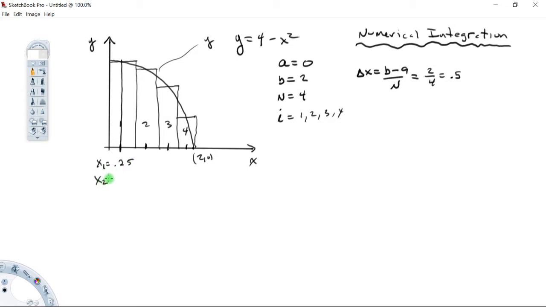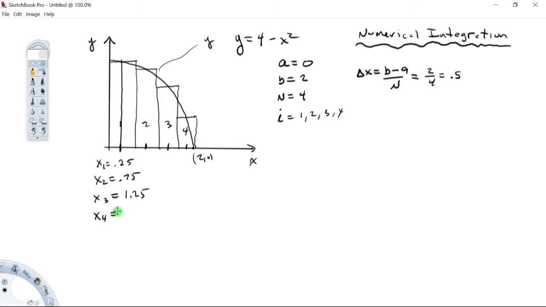I'll just put this right here. So x2 is 0.75. The third one I need is the x value at the center of this rectangle, again for calculating the height of that rectangle. And again, we have to add another 0.5. And now we're at, let's see, 1.25.